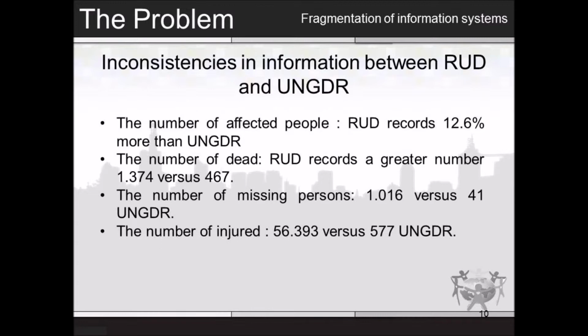Here you can see an example of the first problem, where the Only Record of Victims has a greater number of affected people, dead, missing persons, and injured, than the National Unit for Disaster Management, and it's because they don't share information. For my project, I will use the Only Record of Victims database because it's the official record that the government uses for financial aid.